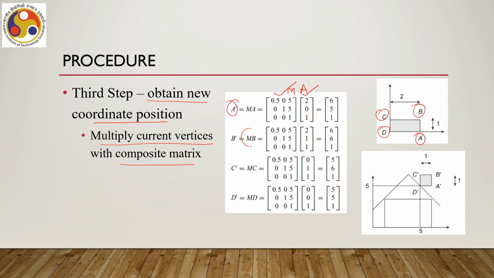Current vertex, if it is A, then A dashed would be given by multiplying M with A. Similarly, multiplying M with B, we get B dashed as shown here, C dashed in a similar fashion we can get, and D dashed similarly we will get like this by multiplying M with current vertex D. So, this is how we can obtain the transformed points in the world coordinate scene.